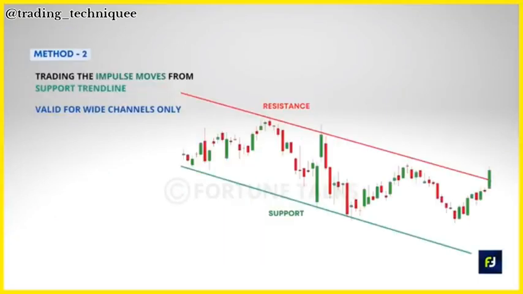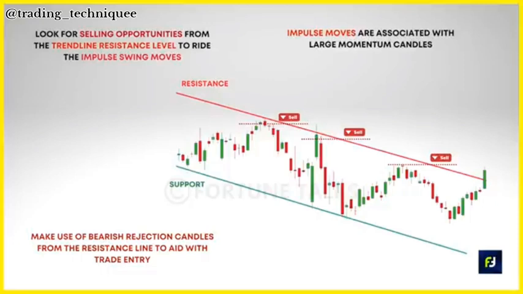Now let's look at the second method of trading the falling channel pattern. As mentioned earlier, the idea is only valid if the channel formed is wide enough. There should be enough points available between the support and resistance trend lines. Now the idea here is to trade the impulse move, or simply to trade in the direction of the existing market trend. So all you have to do is look for selling opportunities from the trendline resistance level to ride the impulse move, because impulse moves are associated with stronger momentum candles and you will be trading along with the market price flow.